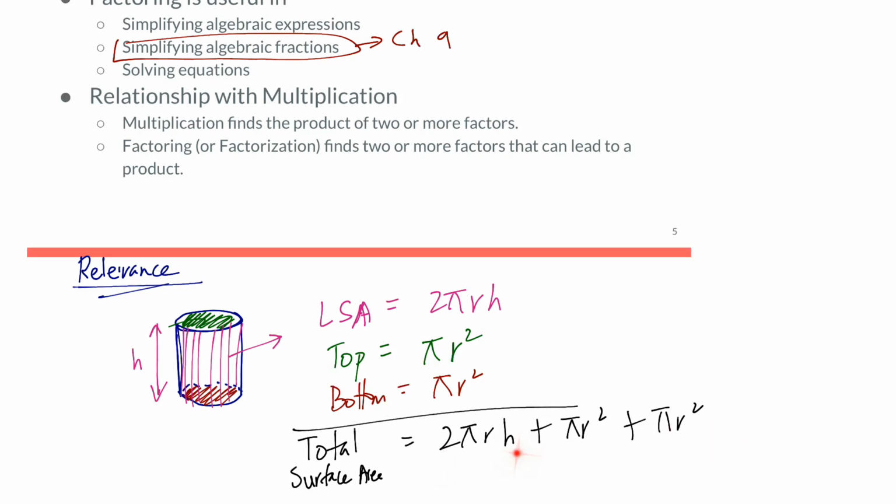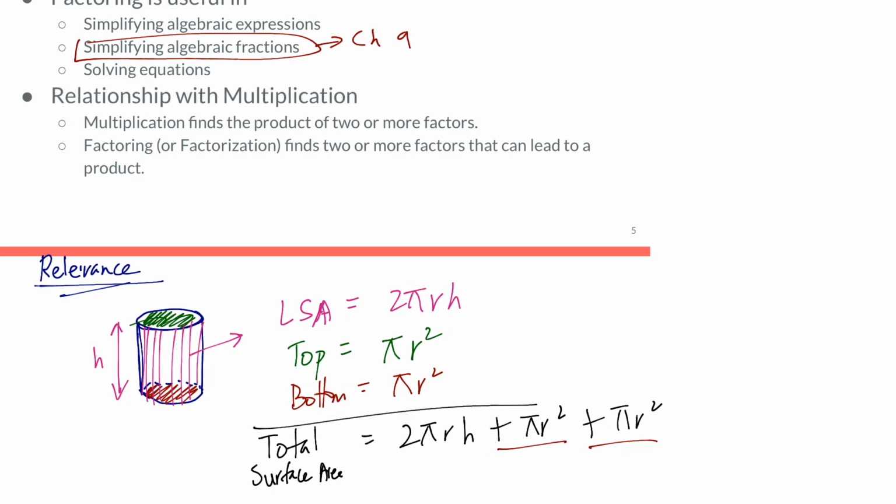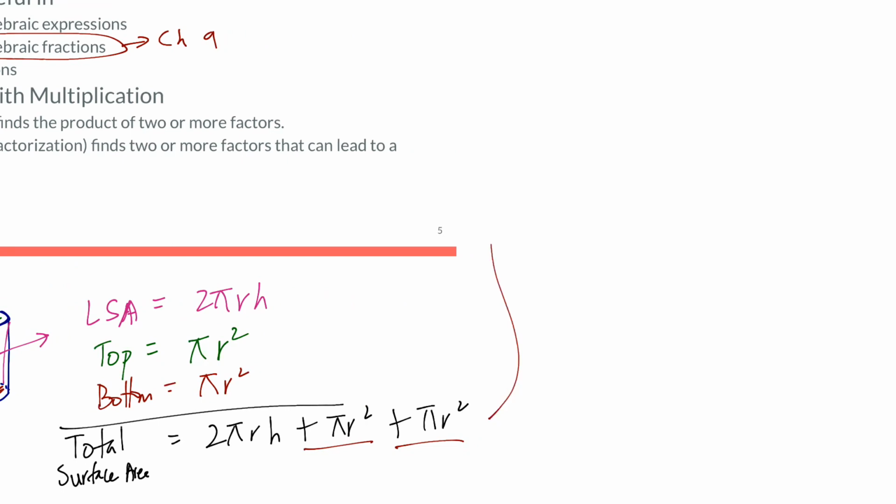Can you first of all use any algebraic skills to combine anything here? What can we combine here? The pi r squares. Okay, this one and this one, they are like terms. So when you combine them, you'll get, what do you get? So 2 pi r h is the first one. Let me just start with that. It didn't change. But someone give me an answer for this one. What did you say?